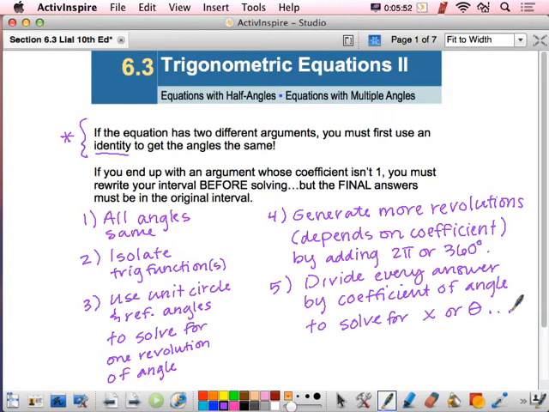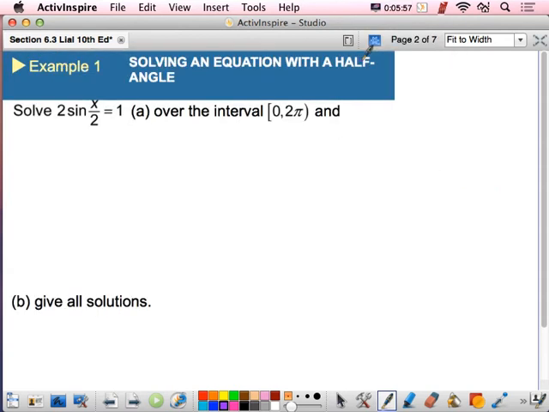So I'll pause right here, see if you have any questions, take a few notes, and then we'll do a couple of examples. For our first example, we would like to solve 2 times sine of 1/2 x equals 1. We're going to solve it 2 different ways. The first one, we're just going to go over the interval from 0 to 2 pi, but then at the end, we're going to give all solutions so that you're comfortable doing either one. So we have the equation 2 sine of 1/2 x equals 1.